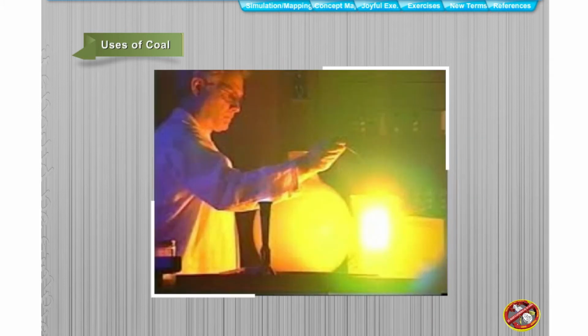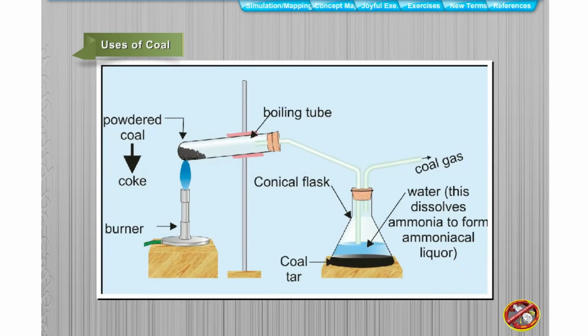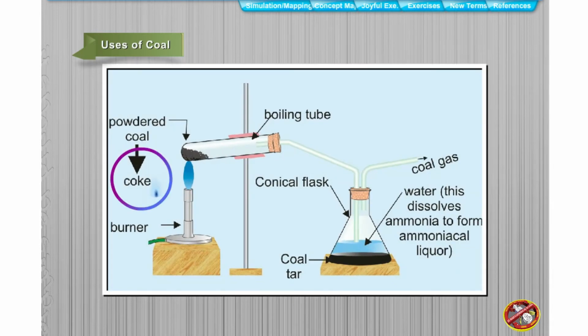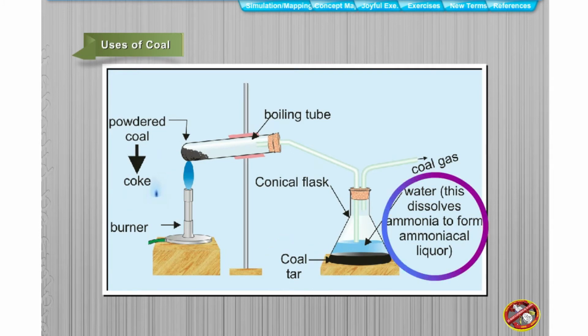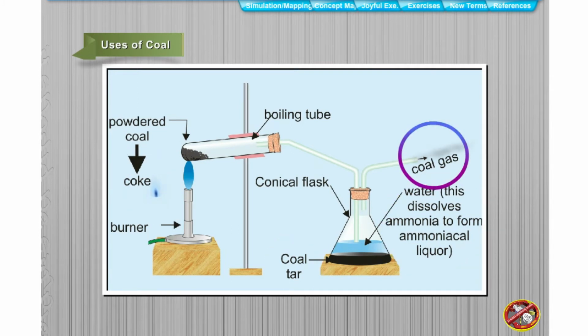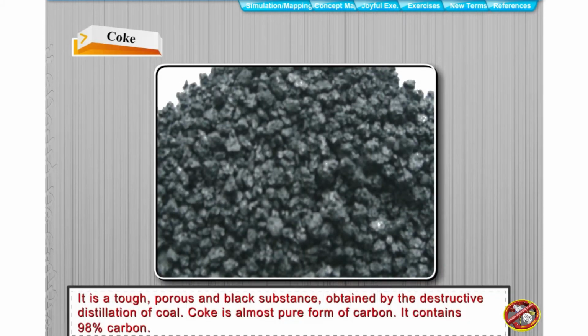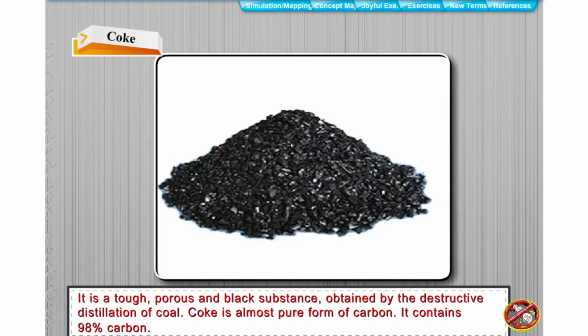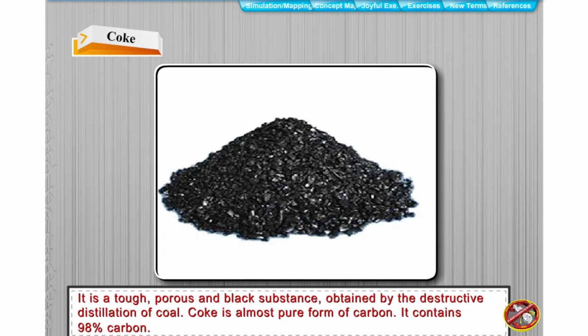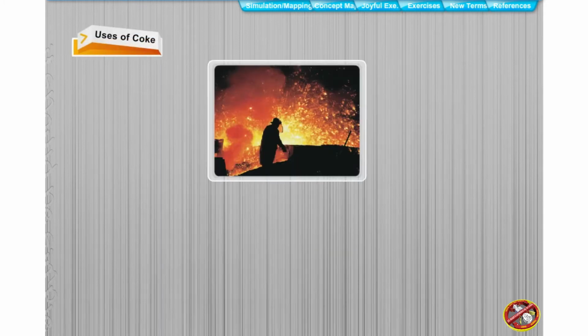In industries, coal is strongly heated in closed retorts in the absence of air to get some useful products such as coke, coal tar, ammoniacal liquor and coal gas. This process is called destructive distillation of coal. Coke. It is a tough, porous and black substance obtained by the destructive distillation of coal. Coke is almost pure form of carbon. It contains 98% carbon.